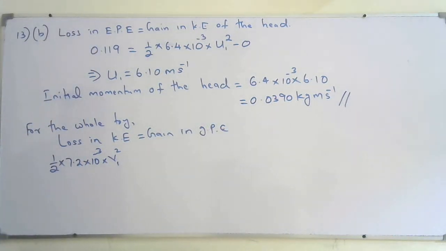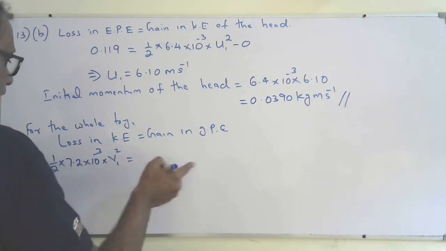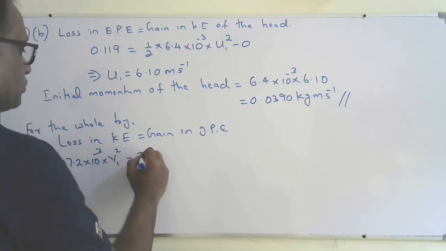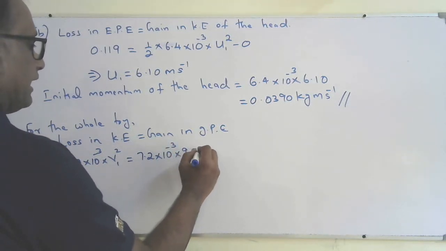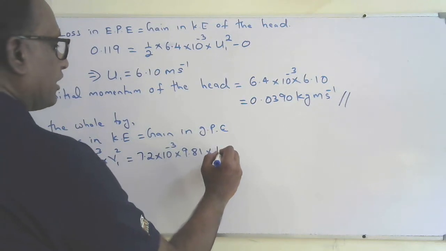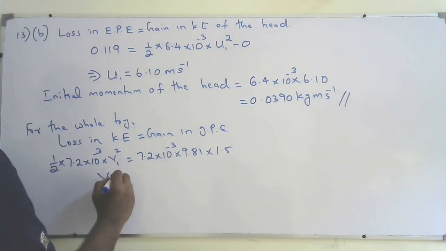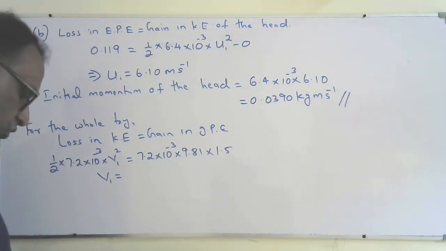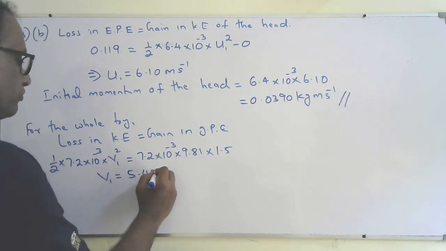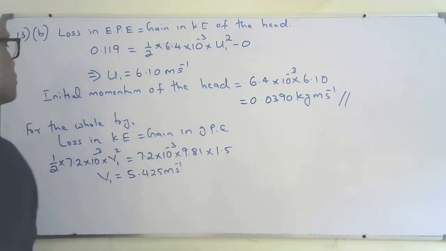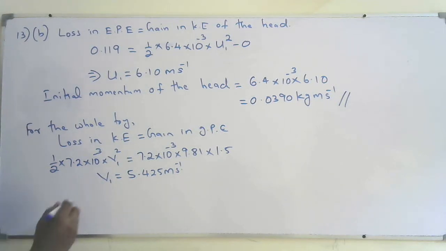So half m V1 squared is equal to gain in gravitational potential energy. So mass, same anyway, it's going to get cancelled. 7.2 times 10 to the power minus 3, times 9.81, and it jumped to 1.5 meters. So we will find the V1 here. So V1 will be equal to, we will get 5.425 meter per second.